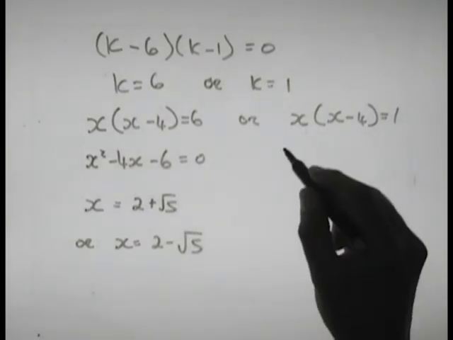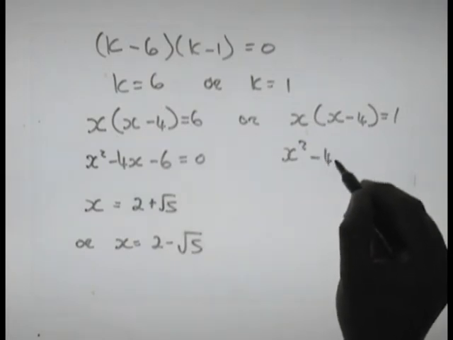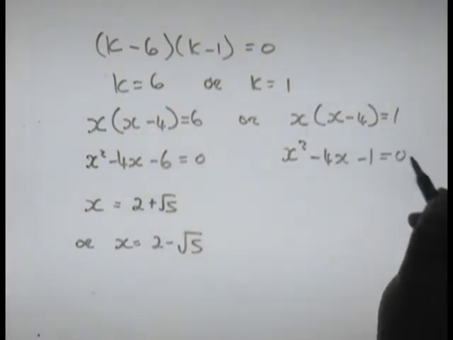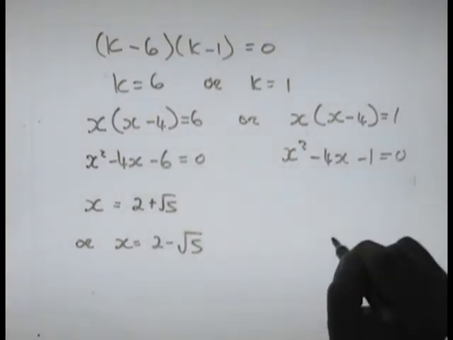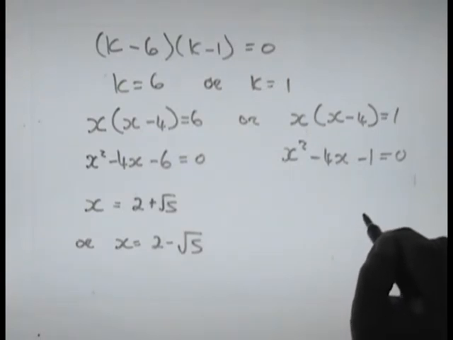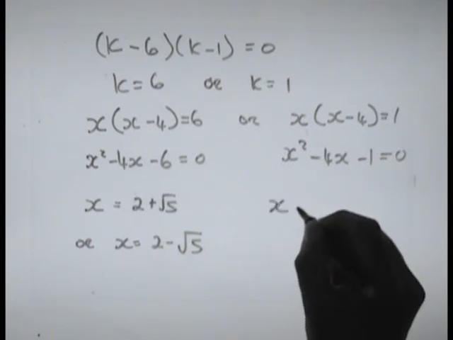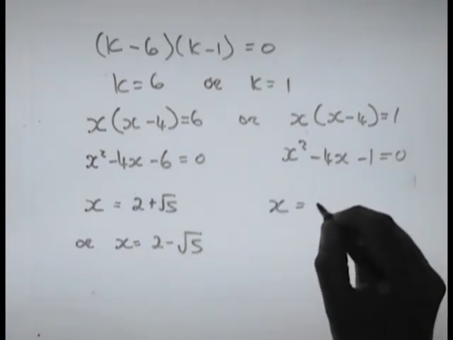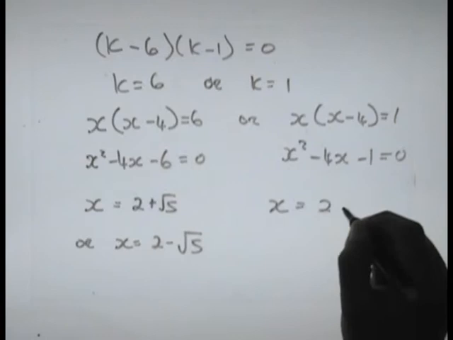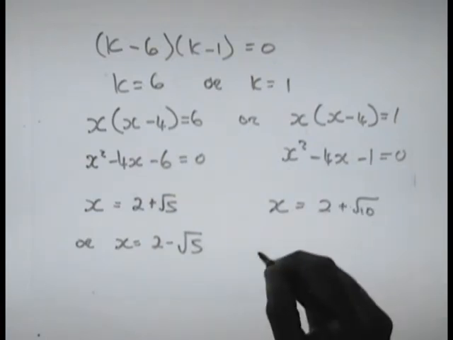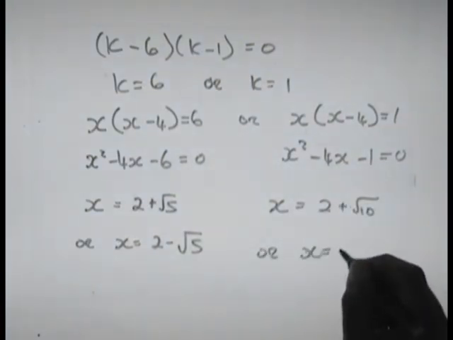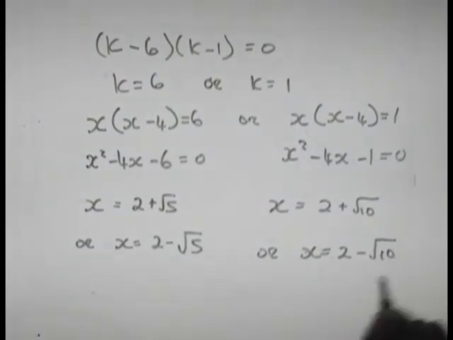For this one here, this is going to become x squared minus 4x minus 1 is equal to 0. Again, unfortunately, I'm going to have to use either the quadratic formula or completing the square. This is going to yield two x values of either x is equal to 2 plus root 10 or x is equal to 2 minus root 10.